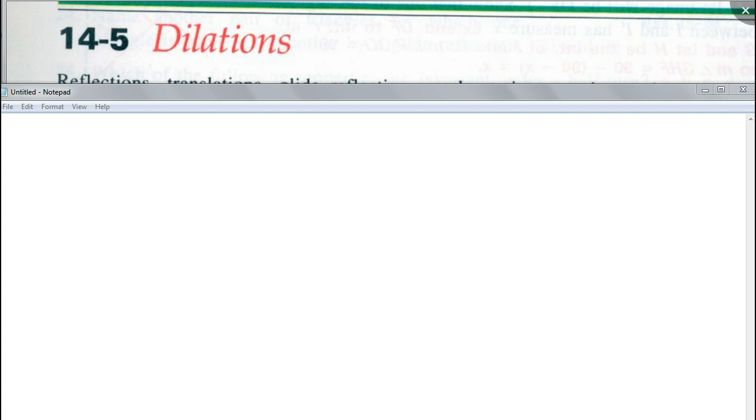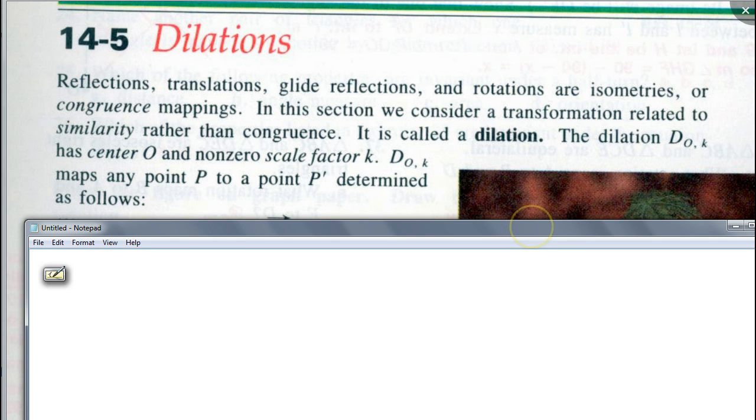Okay, so let's have somebody read this for us. How about Samantha? Can you read this for us? Reflections, translations, glide reflections, and rotations are isometries or congruence mappings. In this section, we consider a transformation related to similarity rather than congruence. It is called a dilation. The dilation D of O, K has center O and non-zero scale factor K. Dilation of O, K maps any point P to a point P prime determined as follows.